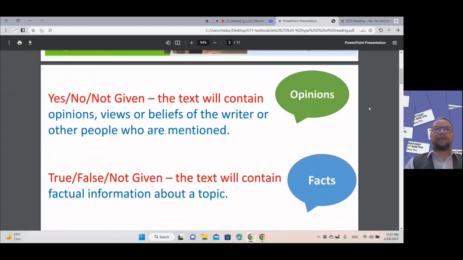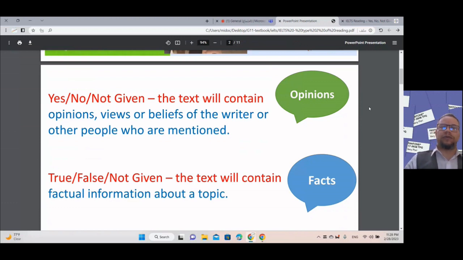Differences. Okay, yes, no, not given. The text will contain opinions. So in the reading passage, if you have a question of yes, no, not given, you choose one of them. Is it yes? Is it no? Is it not given? You have to know that all the information you will use to get to the answer will be about opinions, the authors' views. So nothing will be about facts.